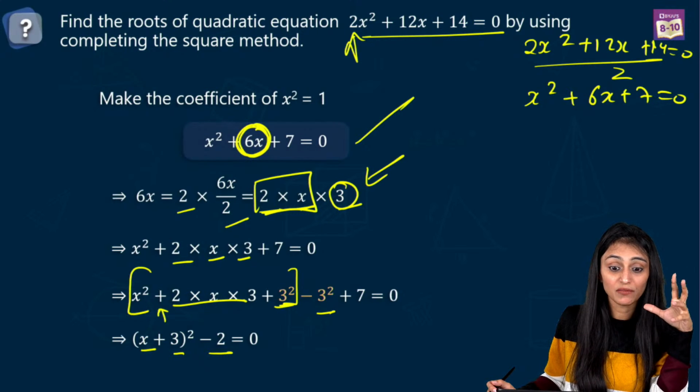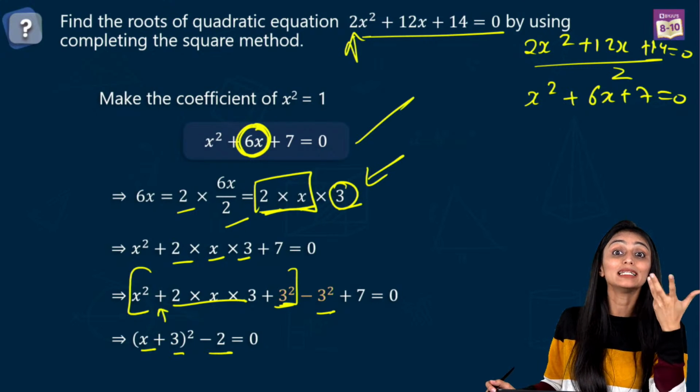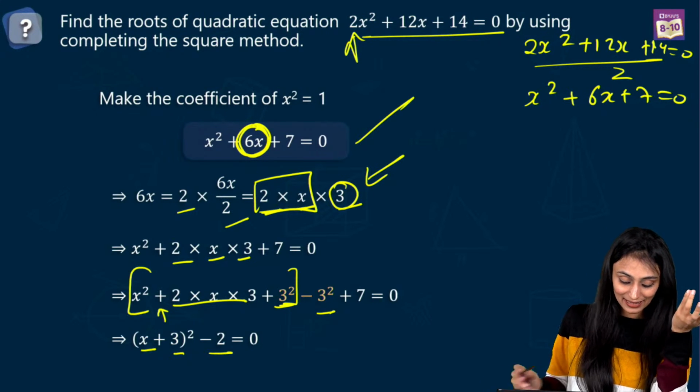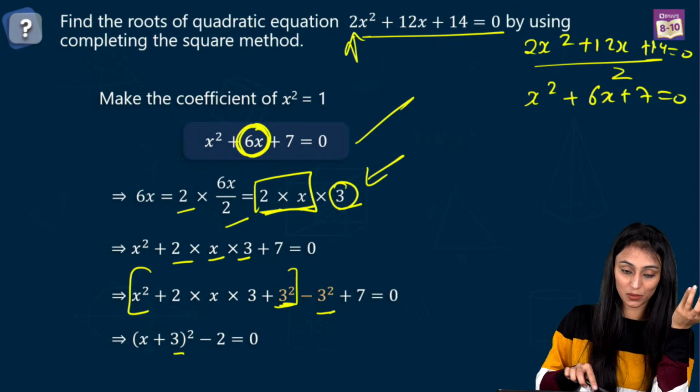See, Weber, why we need to square? Its method itself says, the name already suggests that completing the square method, right? That's why we have to take the square, whether it is a plus b whole square, a minus b whole square.